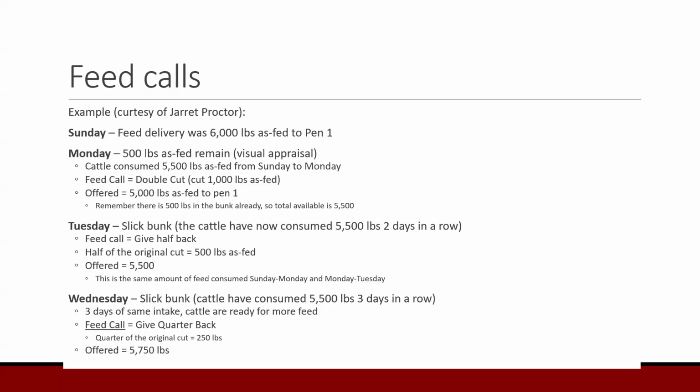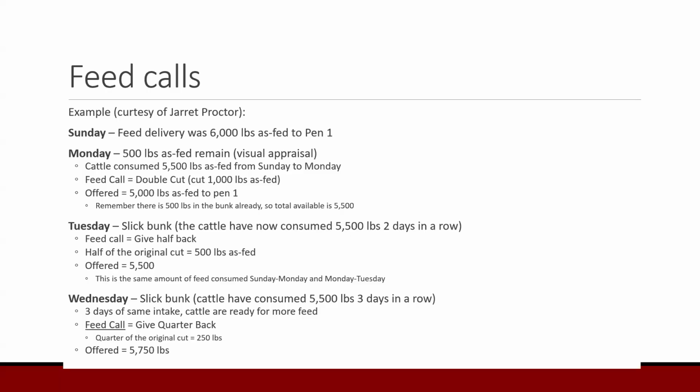Okay. Tuesday we come through, we read bunks. They're slick. Okay. So that means the cattle have now consumed 5,500 pounds 2 days in a row. Okay. So our feed call, we're going to give half back. Okay. So we cut 1,000. We're going to give half of that cut back. And so now again, there's going to be 5,500 pounds of feed in the bunk. Okay. So we offered 5,500. So this is the same amount that they consumed from Sunday to Monday and then Monday to Tuesday.